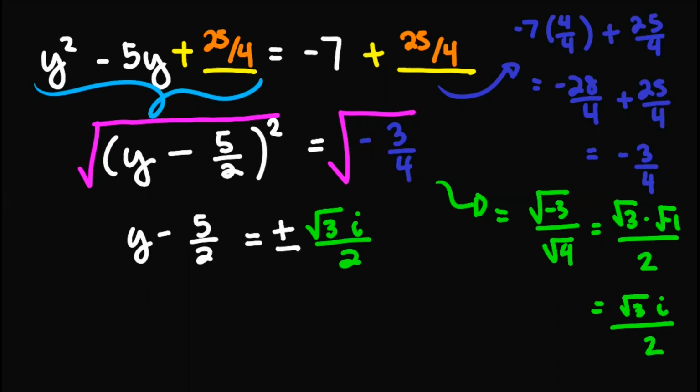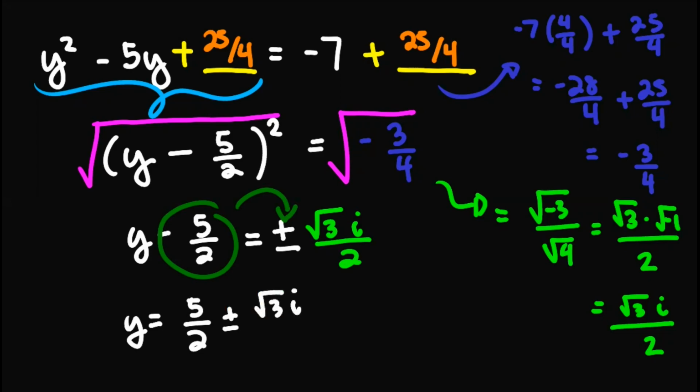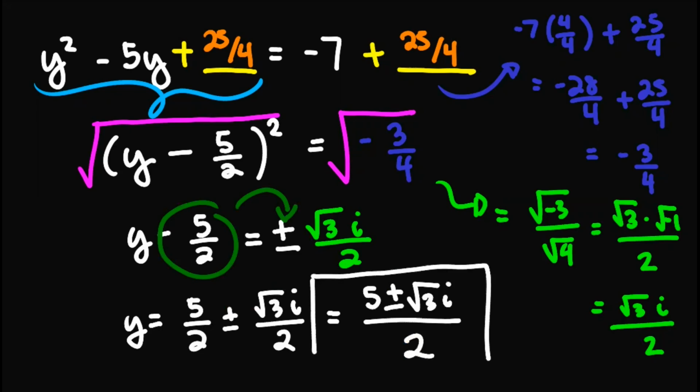From here, we simply solve this linear equation. So we move this negative 5 over 2 to the right side to obtain y equals 5 over 2 plus minus square root of 3 i over 2. Combining these fractions, we have 5 plus minus square root of 3 i over 2. And that is the answer.